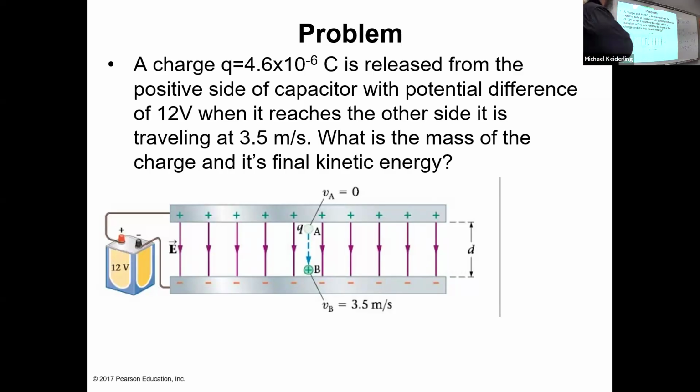It's actually easier to work the other way around. Final kinetic energy is easier to calculate than mass. So we'll find final kinetic energy and then work out mass from the velocity. Parallel plate capacitor, accelerating something like this, that's used in lots of things, like electron guns in a CRT TV, for example.